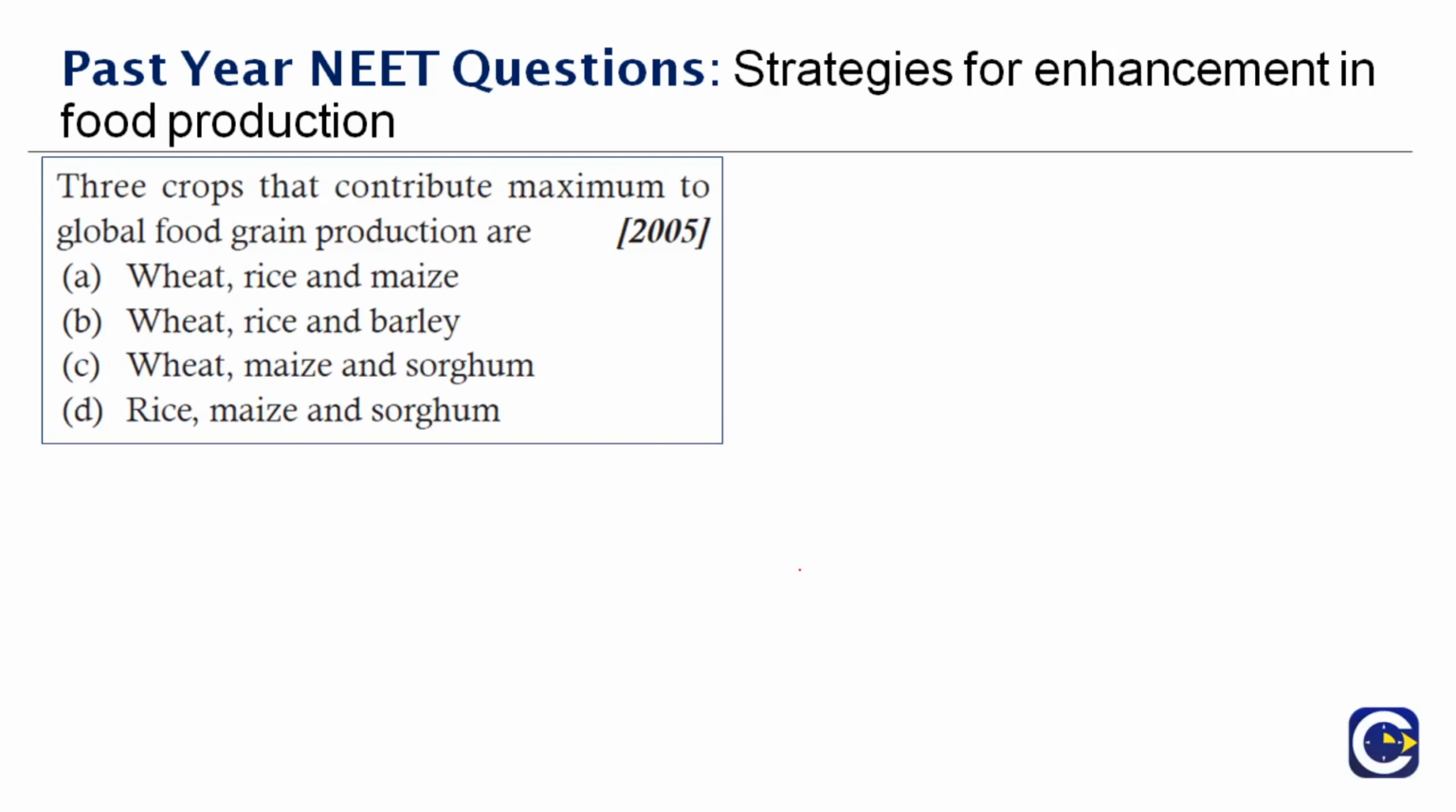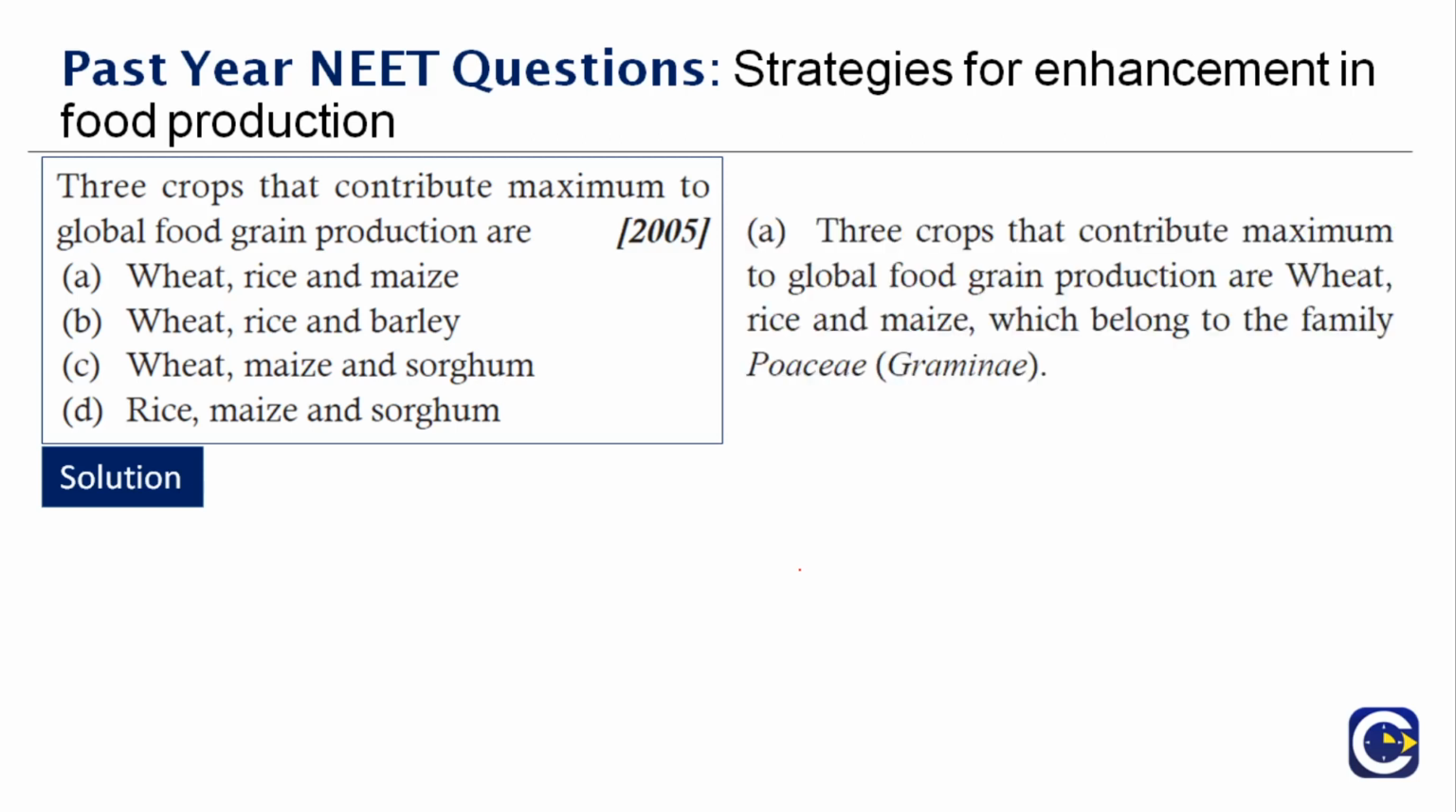Next question here. Three crops that contribute the maximum to the global food grain production is dash. Very easy question. We know one is rice, one is wheat, because the first place goes to rice and the second place goes to wheat. What is the next one? So the three crops that contribute the maximum to the global food production are wheat, rice and maize, which belong to the family Poaceae. Okay, therefore the right answer is option A. Easy question. We all know rice is a staple food of our nation. At the same time, the second place goes to wheat. But if you see the overall consumption across the world, again rice comes in first place.